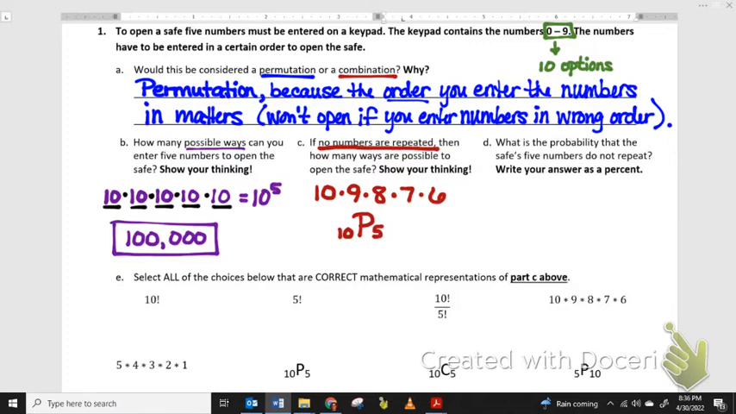No matter which way you put it into your calculator, what do you get back? 10 times 9 times 8 times 7 times 6, or 10 permutation 5? 30,240. Which is to say that if the only thing you know about somebody's code for this safe is that the numbers don't repeat, you're going to be trying for a while if you try to break their code.